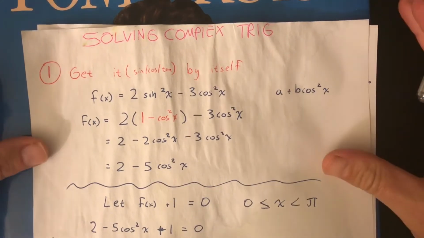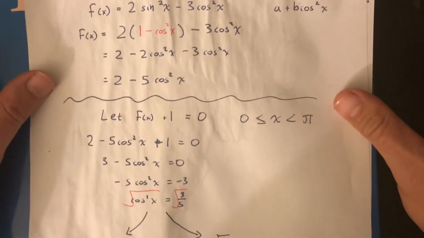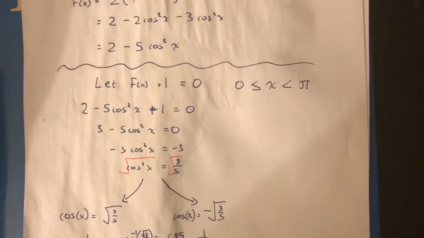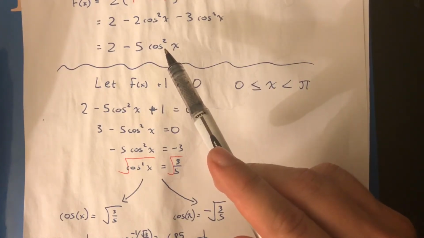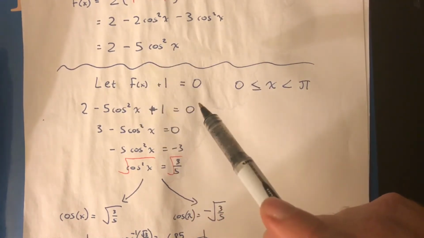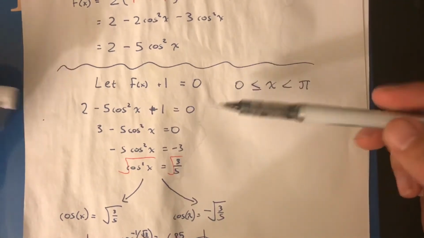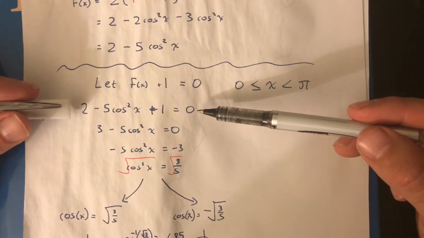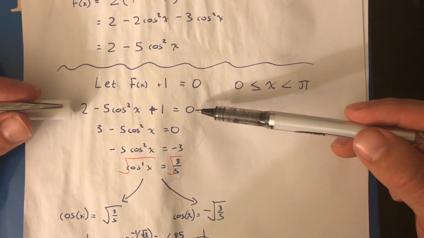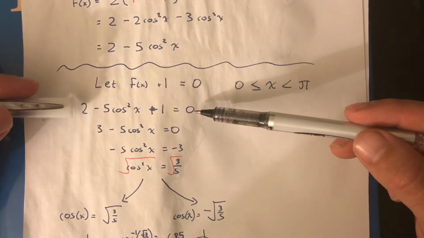Then in part 2, the problem said let f of x plus 1 equal 0 and solve it. That pretty much means what we just figured out f of x was, 2 minus 5 cos squared, plus 1 equals 0, and we solved that. So here was the starting point. And notice, there's only one trig expression in the problem, cos squared. That's why I just get it by itself. Let's just get cos by itself, solve for it like an x.